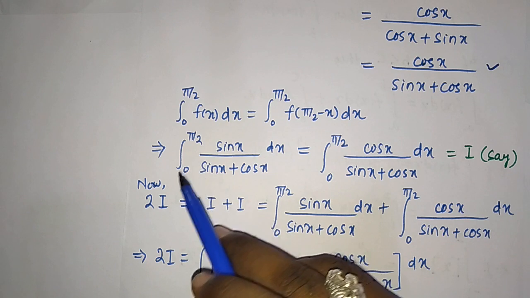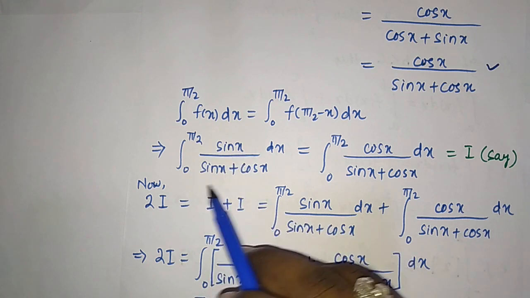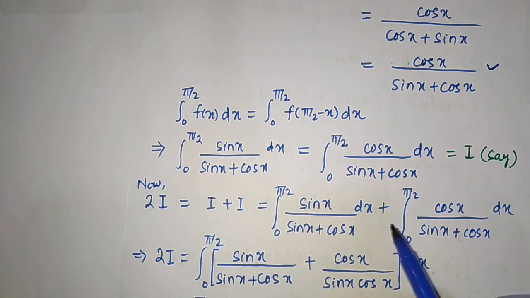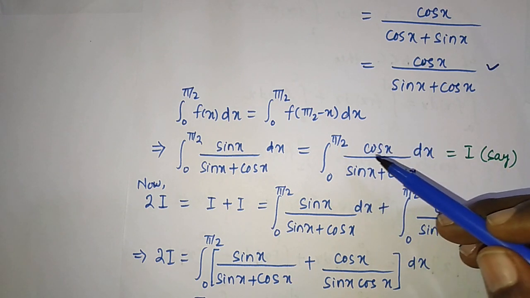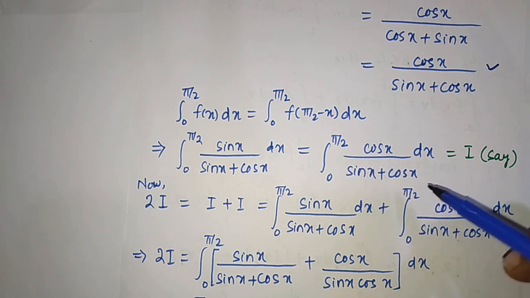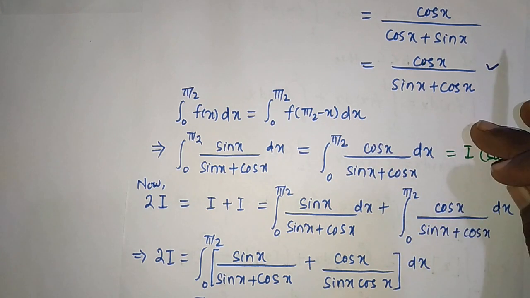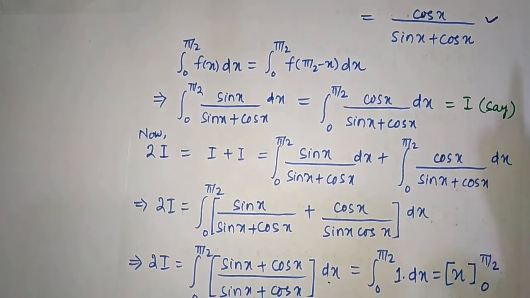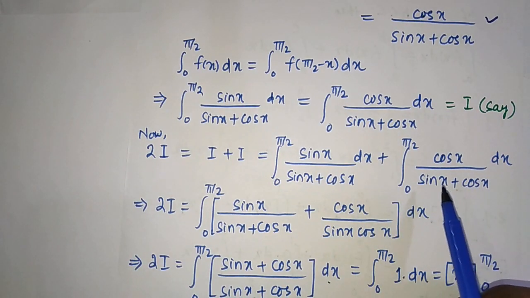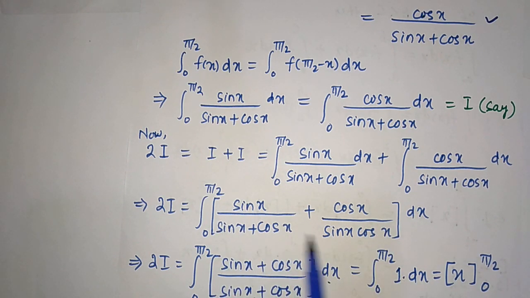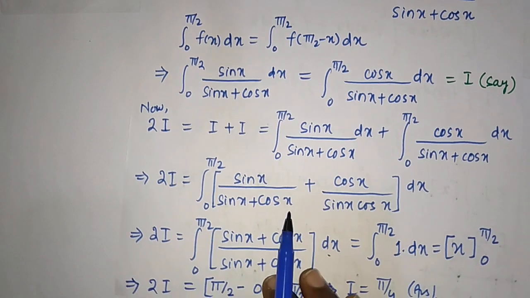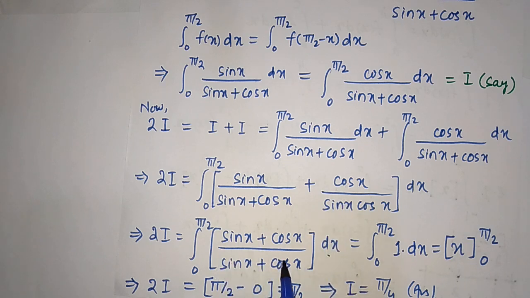See here I plus I: first I have written integration of sin x by sin x plus cos x from 0 to pi by 2, and plus integration of cos x divided by sin x plus cos x from 0 to pi by 2. Now add these two integrations. The denominators are the same, so the numerators will be added, and we get sin x plus cos x divided by sin x plus cos x.